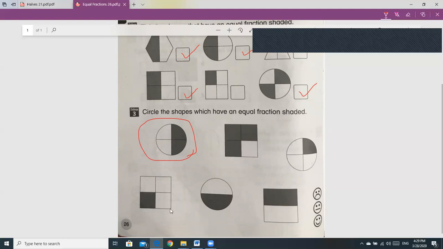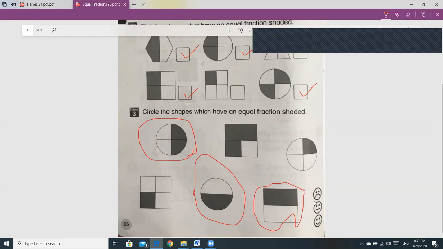Is this equal? No. Here, I colored 1 and I leave 1. And they are the same size, the same everything. Yes, it's an equal fraction. Here, I colored 1 and leave 1. Is this equal? Yes, they are the same size, they are the same thing, everything. So I circle. Circle in a good way, not like me.